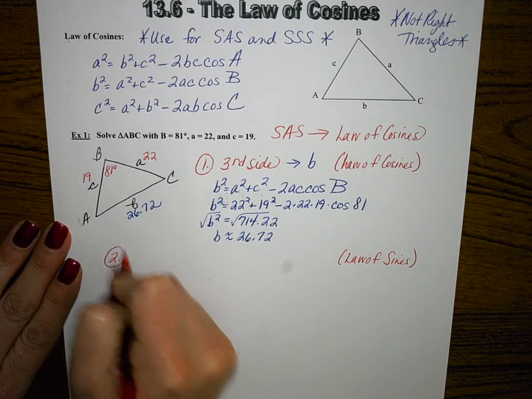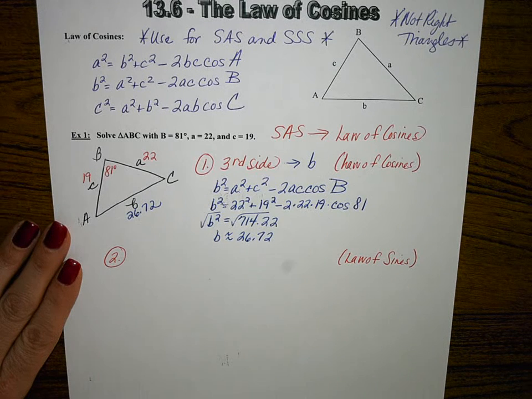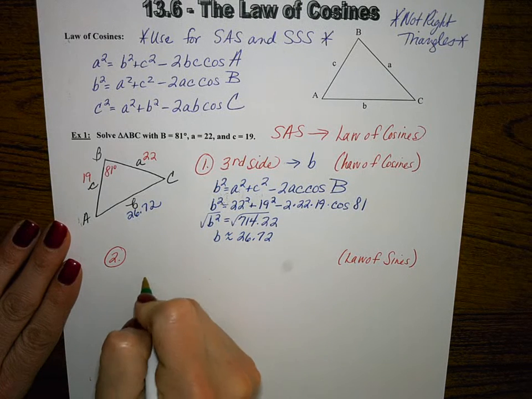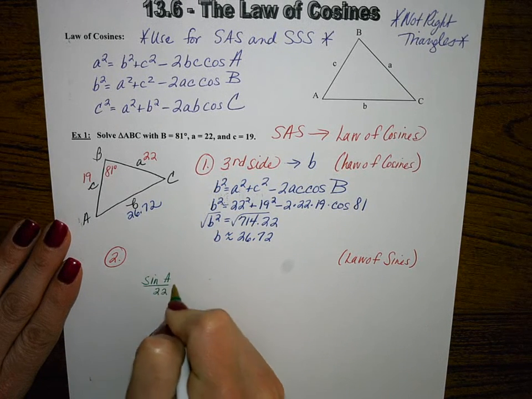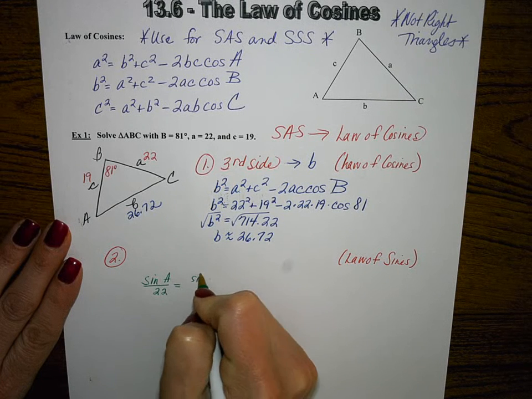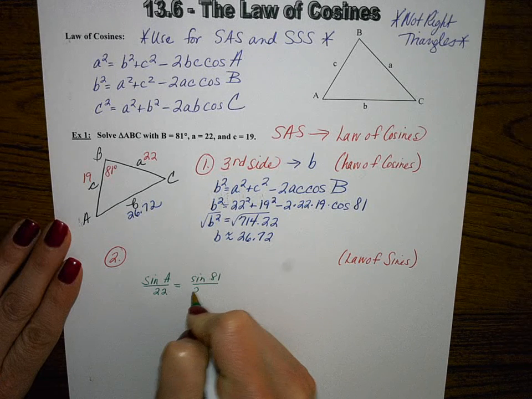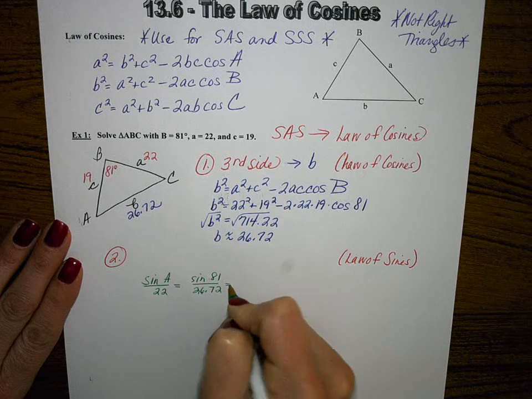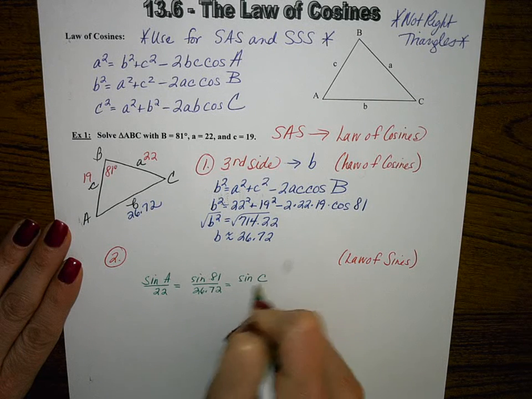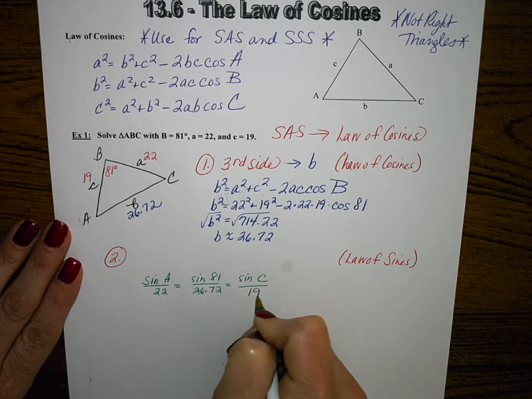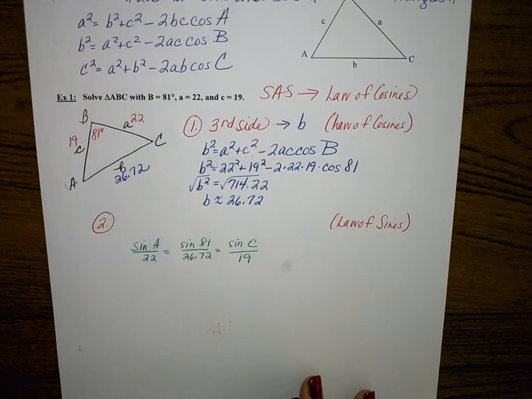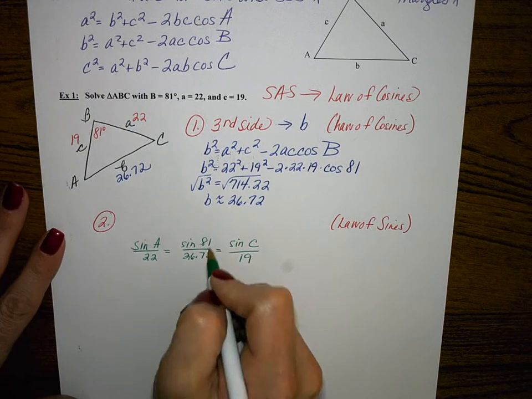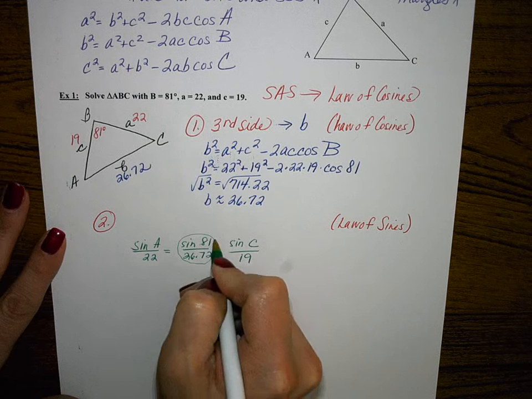Okay? Now, when I set up that law of sines, we should notice we have the sine of angle A, I don't know him, over little a, 22, is equal to the sine of angle B, which is 81, over little b, which is 26.72, is equal to the sine of angle C over little c, which is 19. Okay, now, obviously things are good here because I have one full fraction that is now complete, so I know that law of sines is great.